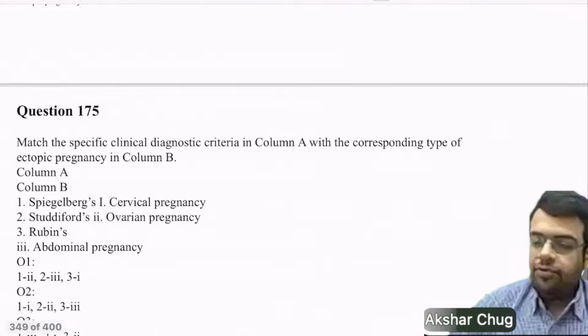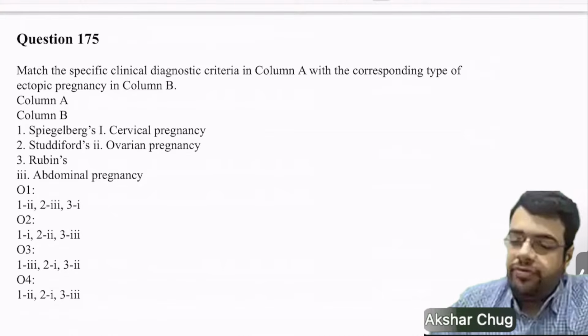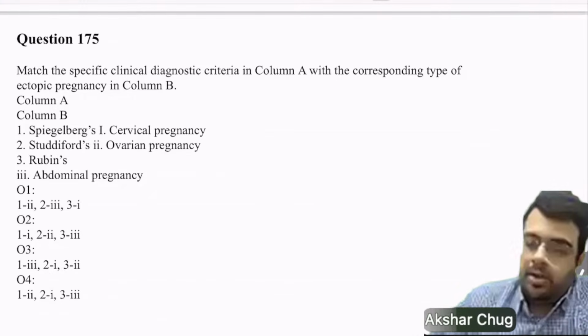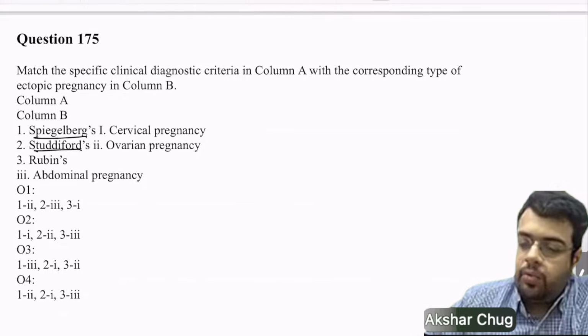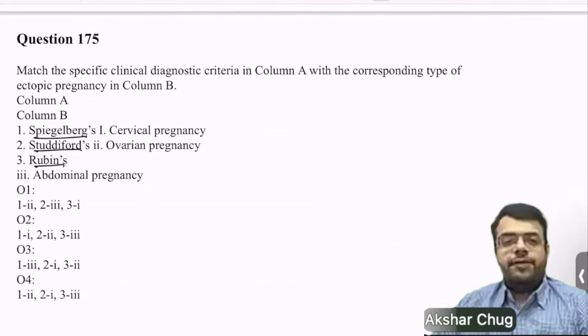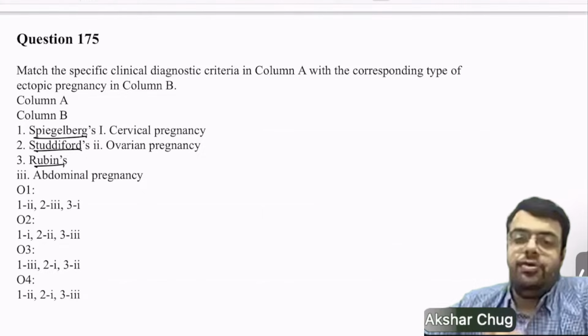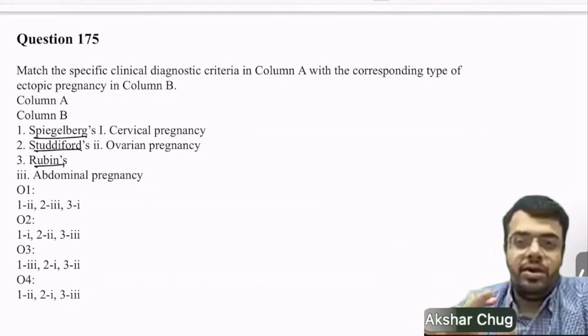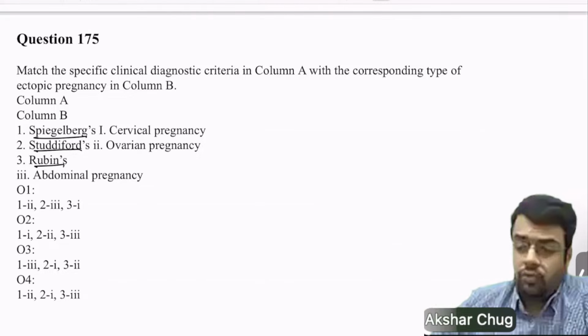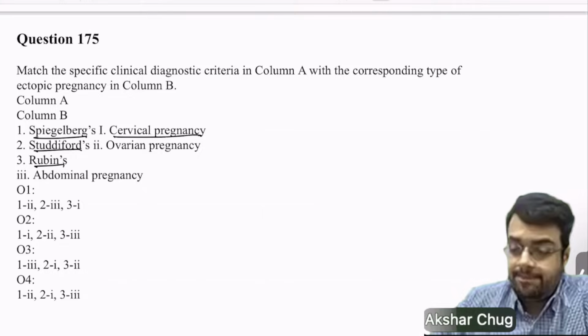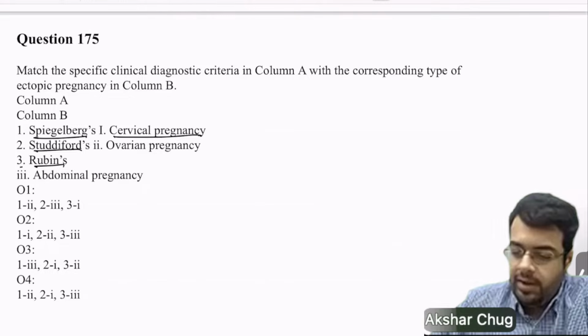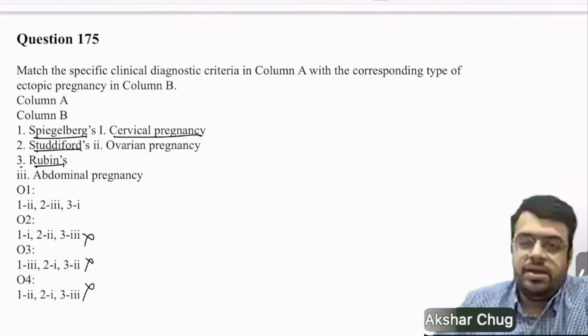Question 175. Again, it's a match the following. So Spiegelberg, Studdiford, and Rubin's. How I remember this fact is Rubin's criteria. If you have seen the instruments, there is a Rubin's cannula which goes and sits near the cervix. So Rubin's is the cervical pregnancy. So 3 is 1. By only knowing this, we could rule out other options.